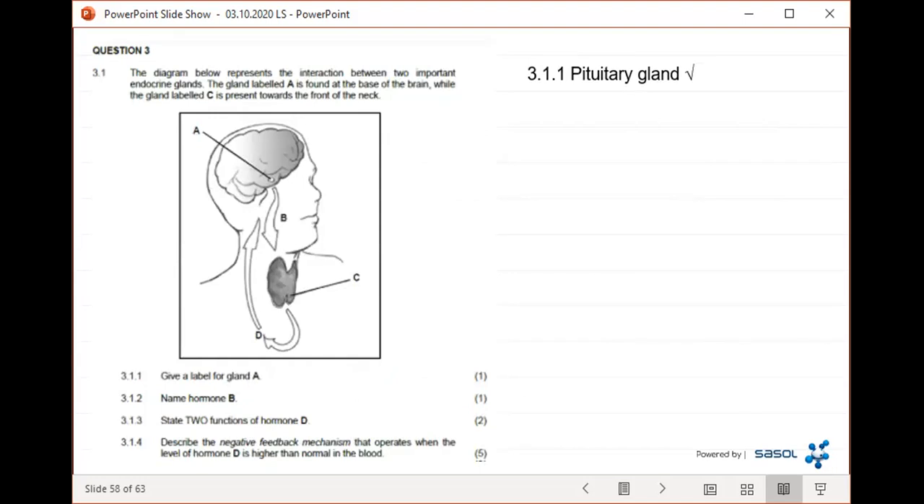3.1.2, name hormone B. Hormone B is acting on the thyroid gland, so that would be the thyroid stimulating hormone, or TSH. Then 3.1.3, state two functions of hormone D. Hormone D is released by the thyroid gland and it is thyroxine, so it controls metabolism and influences heart rate. Question 3.1.5, describe the negative feedback mechanism that operates when the level of hormone D is higher than normal in the blood.